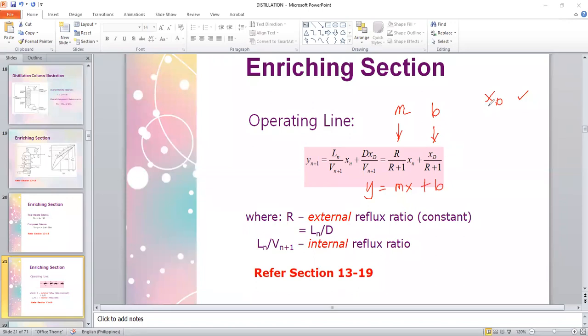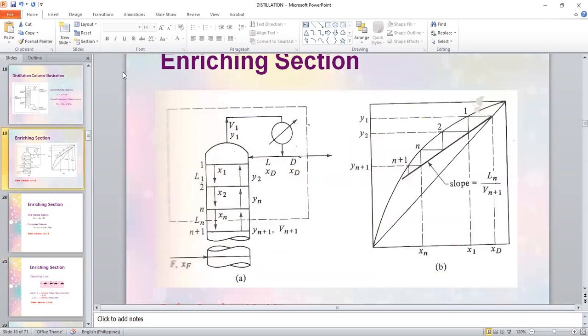Why determine these two? That would help you properly plot your enriching section operating line. If you have the xd already, for example, just to give you an idea, anyway, we'll have a specific example next meeting. You already placed here the xd. You already projected it on your 45-degree line. Your y-intercept, if you have computed it already, will be in here. For example, it's in here.